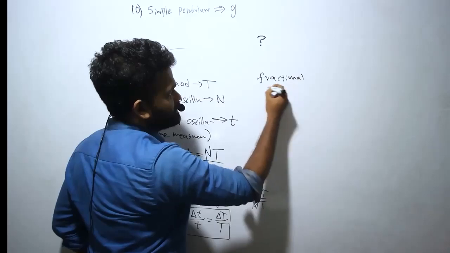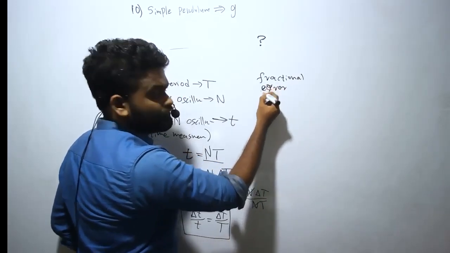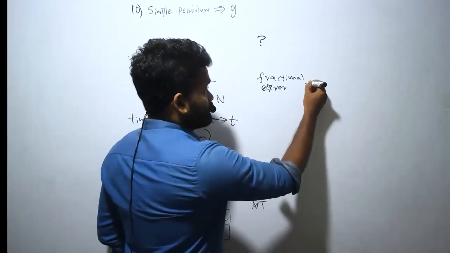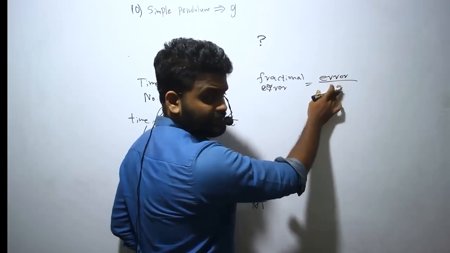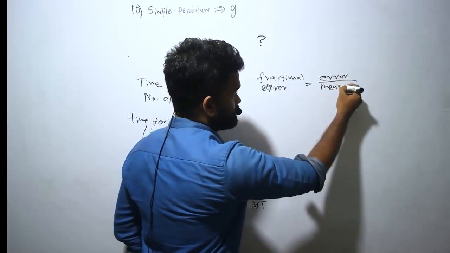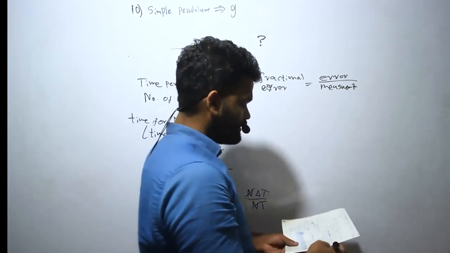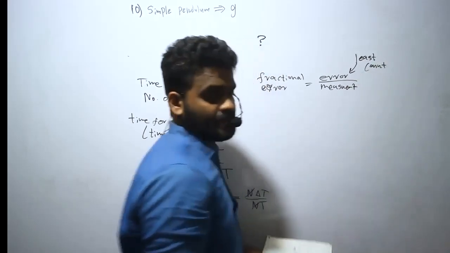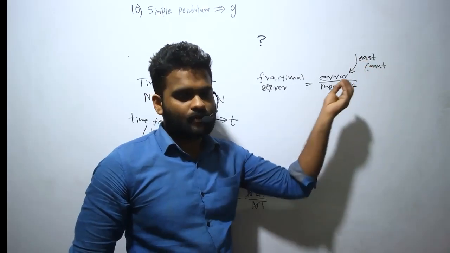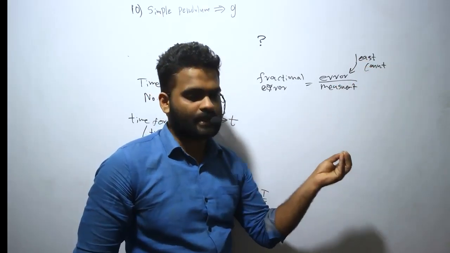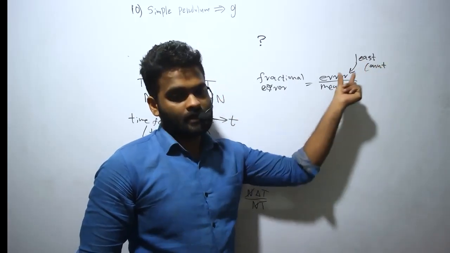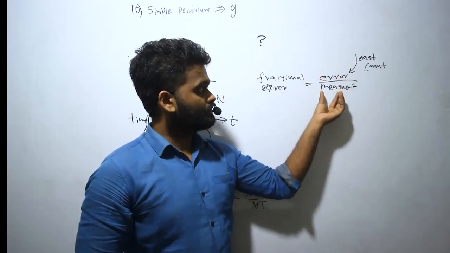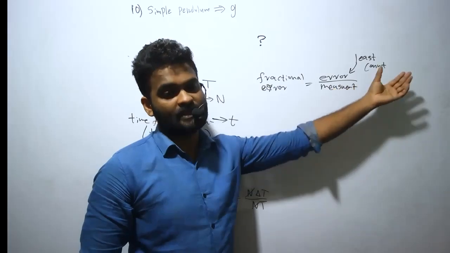So what is fractional error? When you are doing experiments, you should know what fractional error and percentage error are. Fractional error is error divided by measurement. Usually, for the error, we substitute the least count. For a meter ruler, the least count is 1 millimeter, the least amount that you can measure using that measuring instrument. You substitute it here, and then this is the measurement.